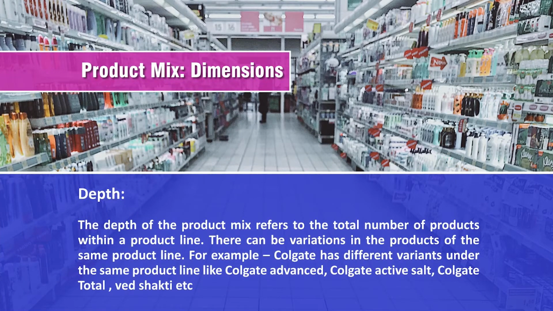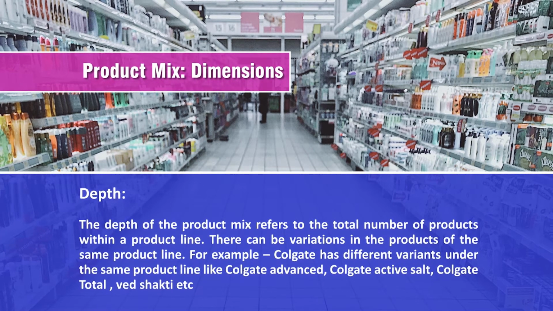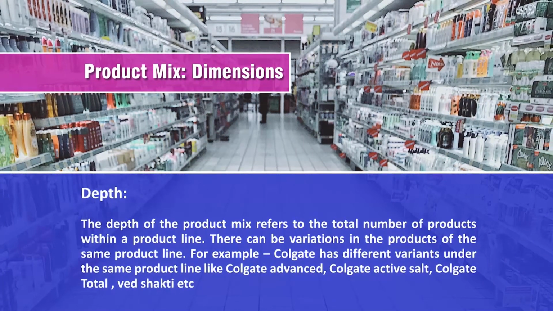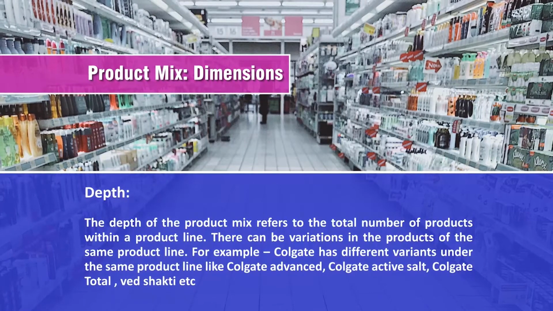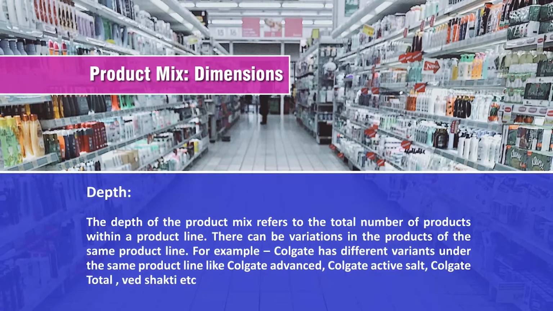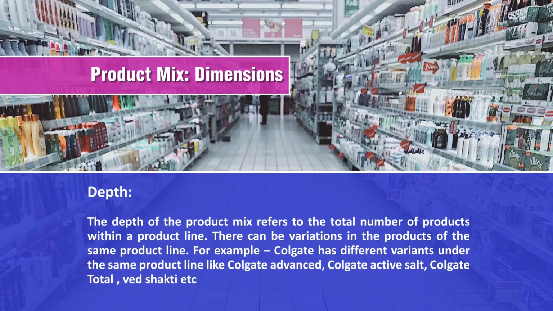For example, take Colgate. It has different variants under the same product line. In the toothpaste product line they have various variants, for example Colgate Advanced, Colgate Active Salt, Colgate Total, or maybe Ved Shakti, and various other variants also. So the number of variants they are offering under toothpaste shows the depth of the product mix.